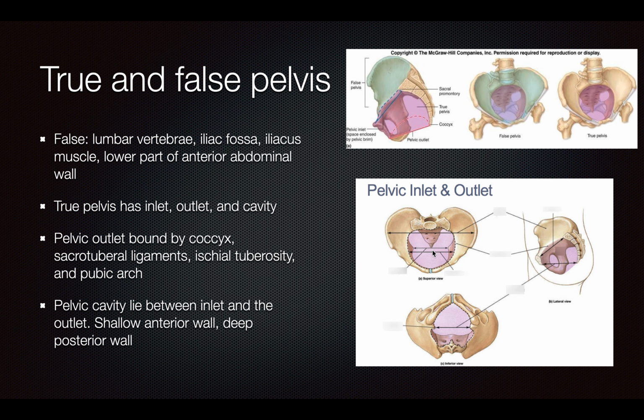So the pelvic outlet would be bound by the coccyx, and then all those ligaments, the ischial tuberosity down here, and the pubic arch. The pelvic cavity lies between the inlet and the outlet, of course. The inlet would have a shallow anterior wall, and then there's going to be a deeper posterior wall. The anterior wall here, deeper right there.